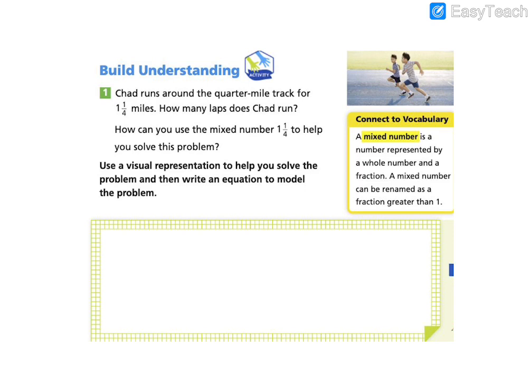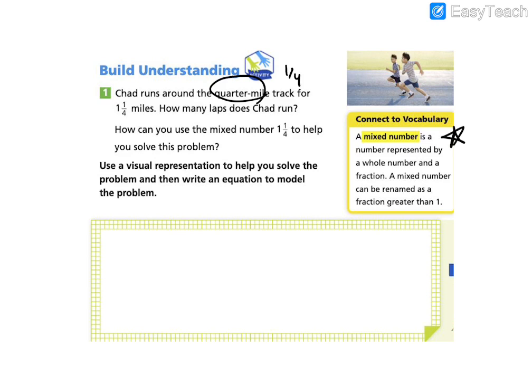All right, our first problem says, Chad runs around the quarter-mile track for 1 1/4 miles. How many laps does Chad run? So we know that our track is a quarter of a mile. How can we use the mixed number 1 1/4 to help us solve the problem?